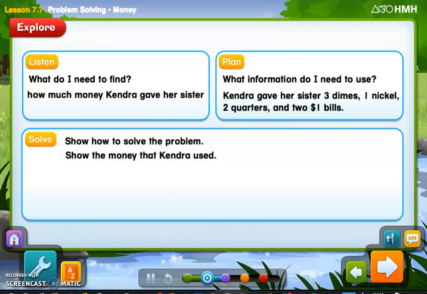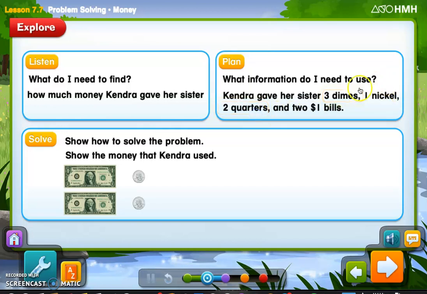Kendra gave her sister 2 $1 bills, 2 quarters, 3 dimes, and 1 nickel. Let's count the money to find how much money Kendra gave her sister. We'll count the bills and coins in order from the greatest value to the least value. 2 $1 bills are equal to $2. 2 quarters are the same as 50 cents. 3 dimes are equal to 30 cents. And 1 nickel is the same as 5 cents. So how much money did Kendra give her sister?